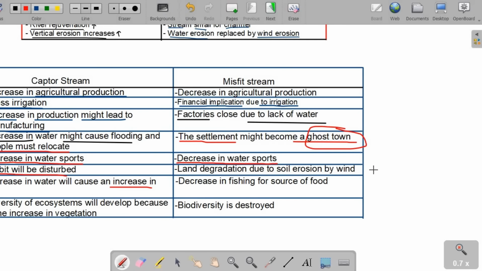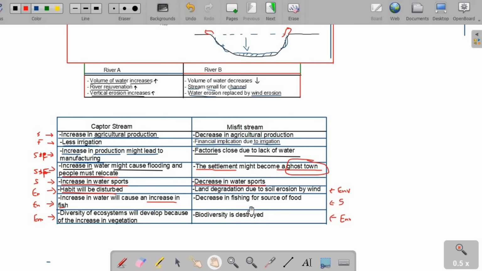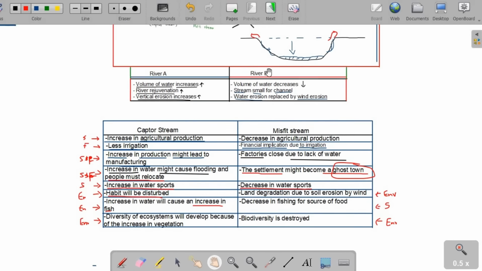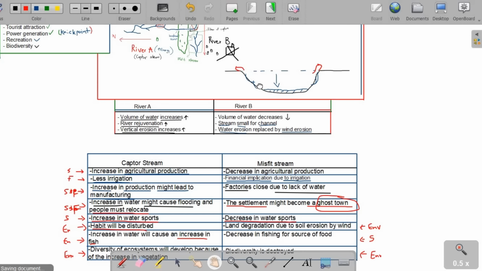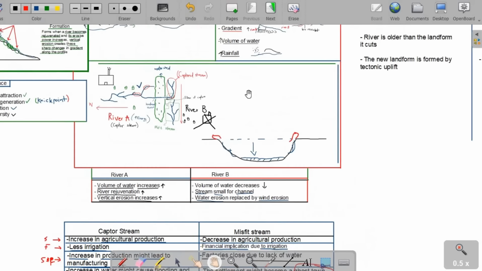But on this side there's going to be land degradation due to soil erosion by the wind, because there's no longer water, right? And so that is an environmental impact over there. And there's decrease in fishing for source of food. Yep, social and environmental. Biodiversity is destroyed, environmental, okay, because there's no longer water, right? That affects the whole food chain. That is river capture or stream piracy, and that's all there is to that.